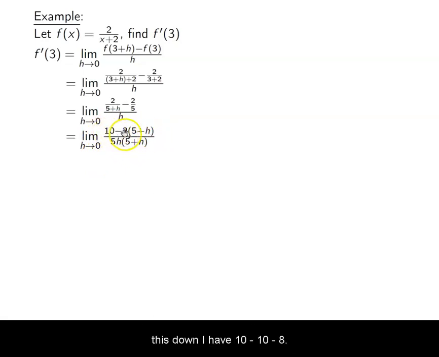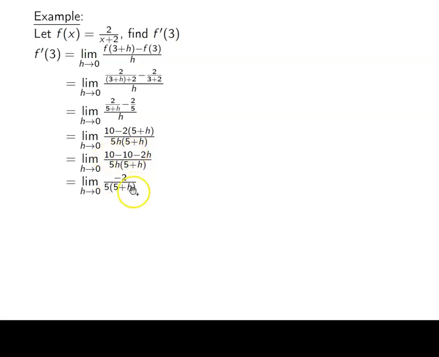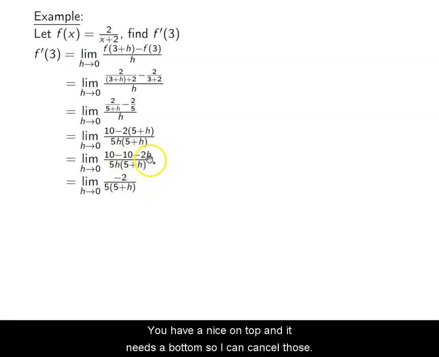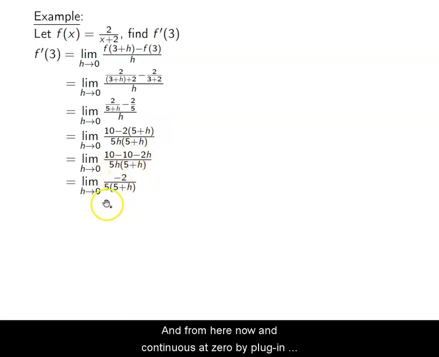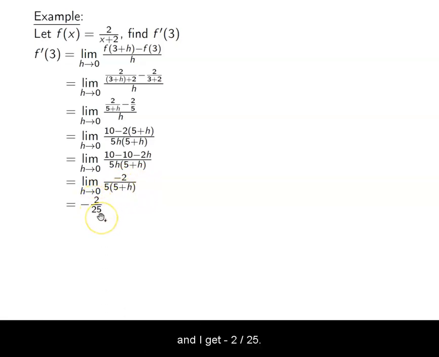I have 10 minus 10 minus h. This turns into 25h plus h squared. Okay, so we'll just work this down slowly. So this gets to cancel out. Here I have an h on top and an h on bottom, so I can cancel those. And from here, now I'm continuous at 0. If I plug in 0 here, nothing bad happens. So I plug in and evaluate at 0, and I get negative 2 over 25.